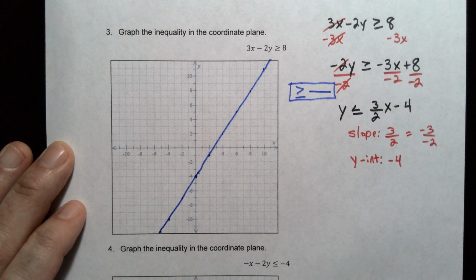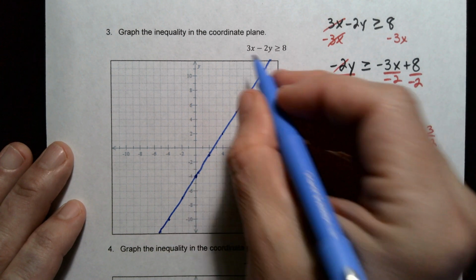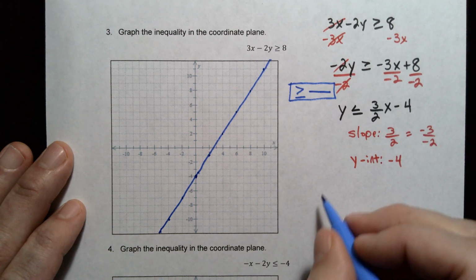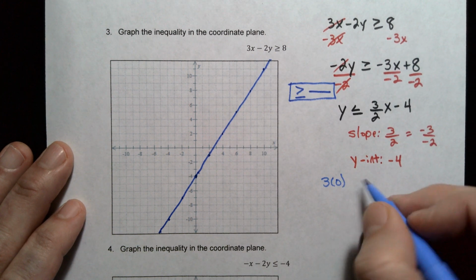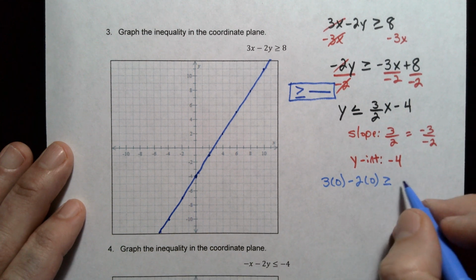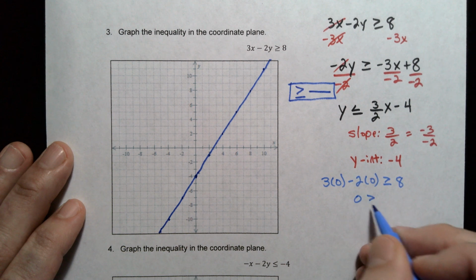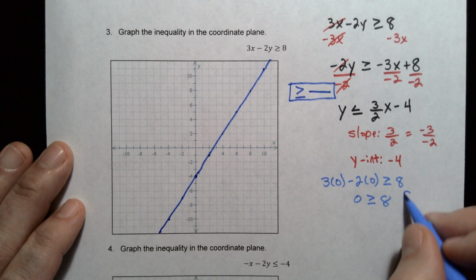Okay, now I need to test a point. I'm going to test (0, 0) to see if it's true. So I'm going to plug in 0 and 0 in place of these two and see if it's true. So 3 times 0 minus 2 times 0 is greater than or equal to 8. Okay, so both of these are 0, so 0 is greater than or equal to 8. Is that true or false?